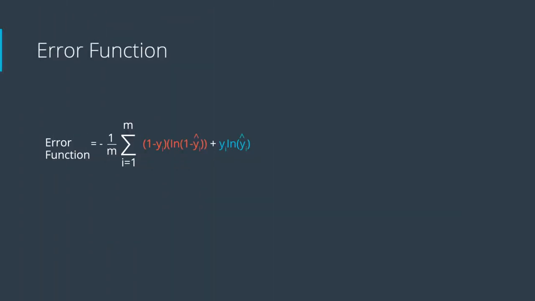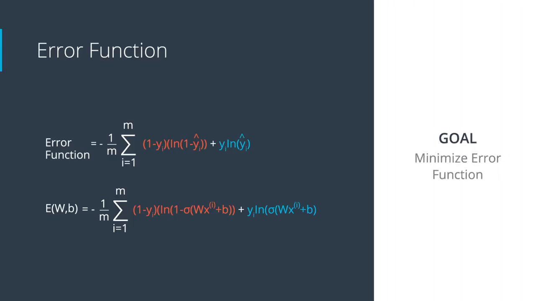And now, since y hat is given by the sigmoid of the linear function wx plus b, then the total formula for the error is actually in terms of w and b, which are the weights of the model, and it's simply the summation we see here. In this case, yi is just the label of the point x superscript i. So now that we've calculated it, our goal is to minimize it, and that's what we'll do next.